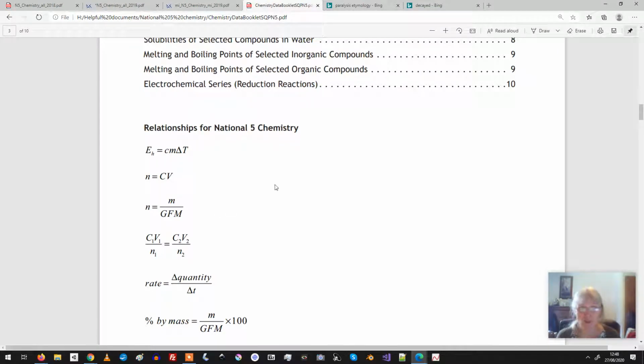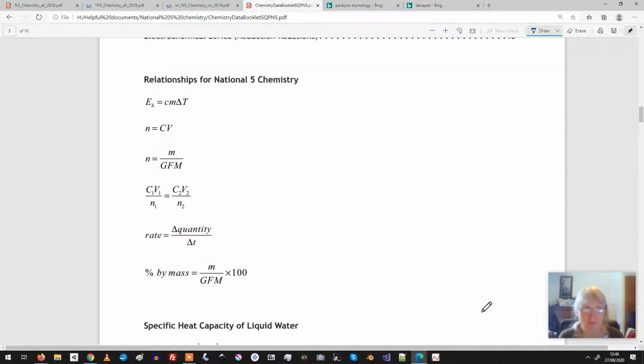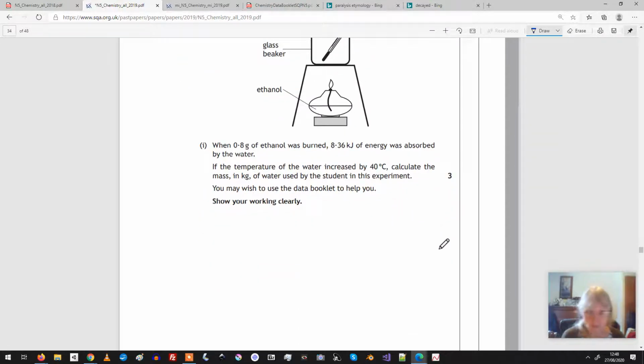So this is the equation we want to use. We want to use that the energy is equal to the heat capacity, which I think is just given down the bottom here. Heat capacity 4.18 times the mass in kilograms times the temperature change. So that's the formula we're going to want to use. So I shall just write it down. Energy equals specific heat capacity times mass times temperature change.